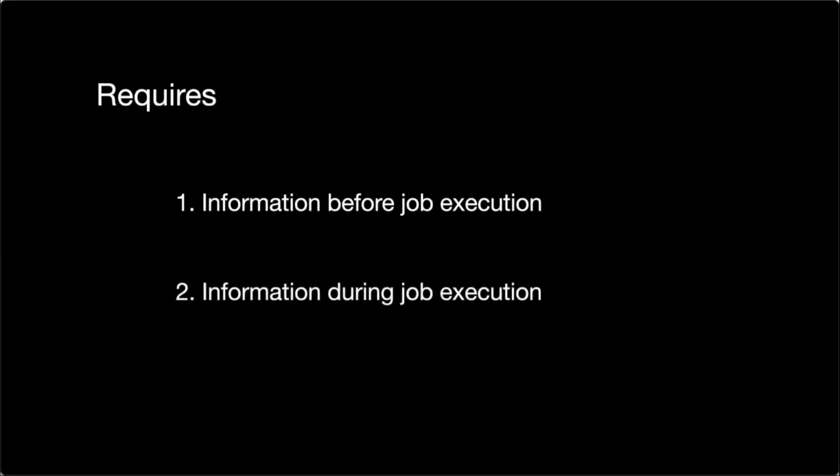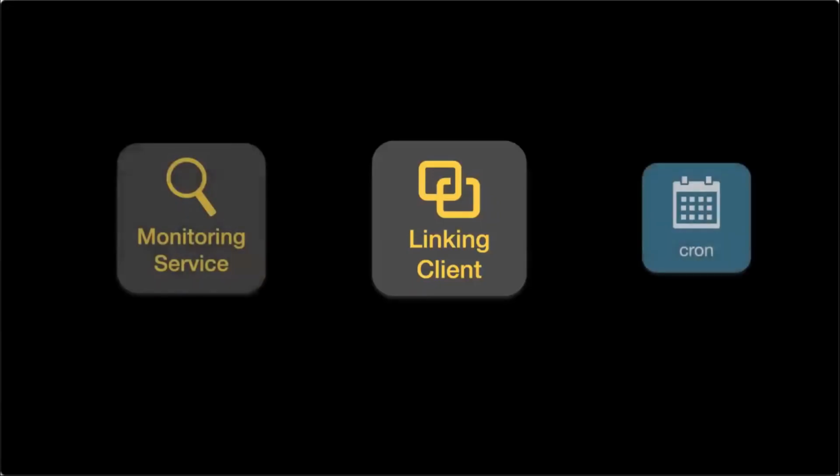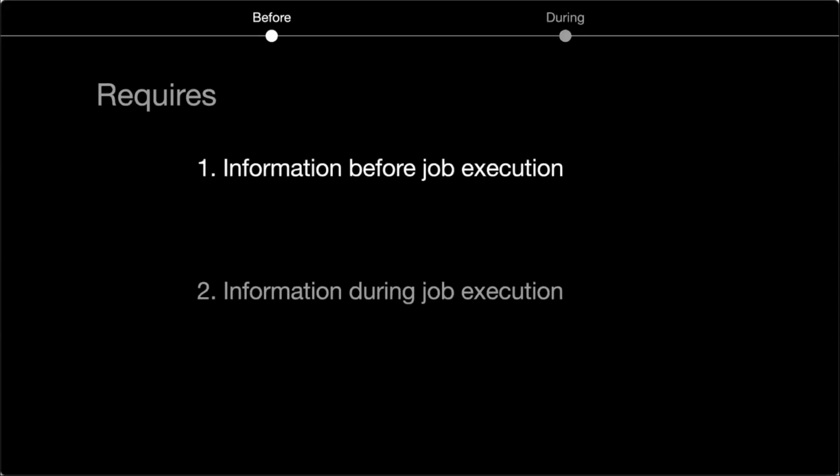We need to know when jobs start, when they end, and when they encounter errors so that we can report this information back to the user in real time. Providing this information to the monitoring service is the job of the linking client. As Mary said, it serves as the link between the user's cron utility and the monitoring service, handling all communication between the two.